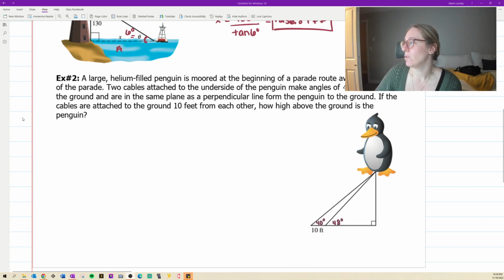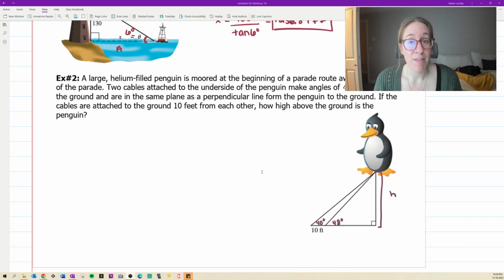The two cables are attached to the ground on the same plane. If the cables are attached to the ground 10 feet from each other, how high above the ground is the penguin? So we are trying to figure out this. I'll do h for height because I'm going to probably have another variable in here. Am I guaranteeing the method that I'm about to use is the fastest or only method for figuring out this problem? No, but it is one method that you can use, and this is using trig.